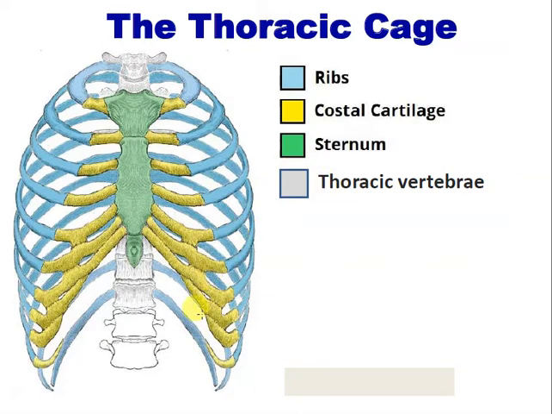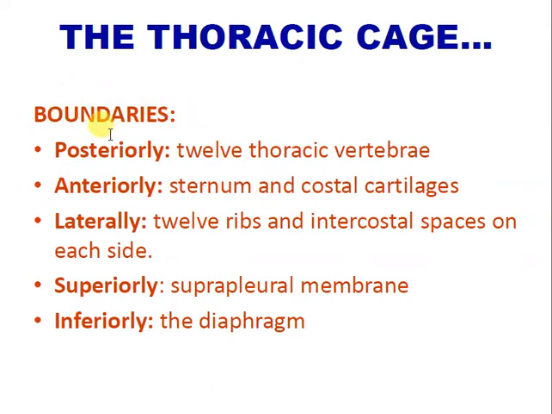in this gray color. As you can see, we have thoracic vertebrae, which are 12 in number, and the ribs come from thoracic vertebra number 1. They move down. As we shall see later, the position of the manubrium is not at T1, but at about T something, not T1. In terms of boundary, the thoracic cage posteriorly is bounded by the 12 thoracic vertebrae.